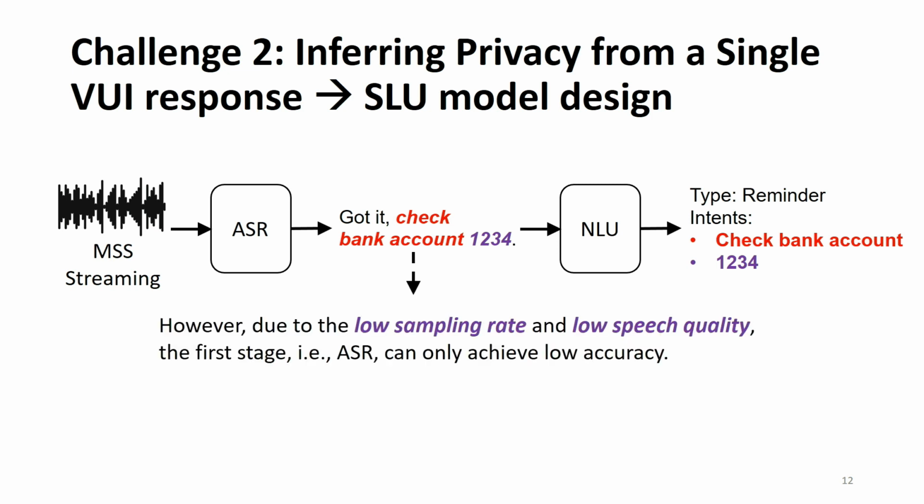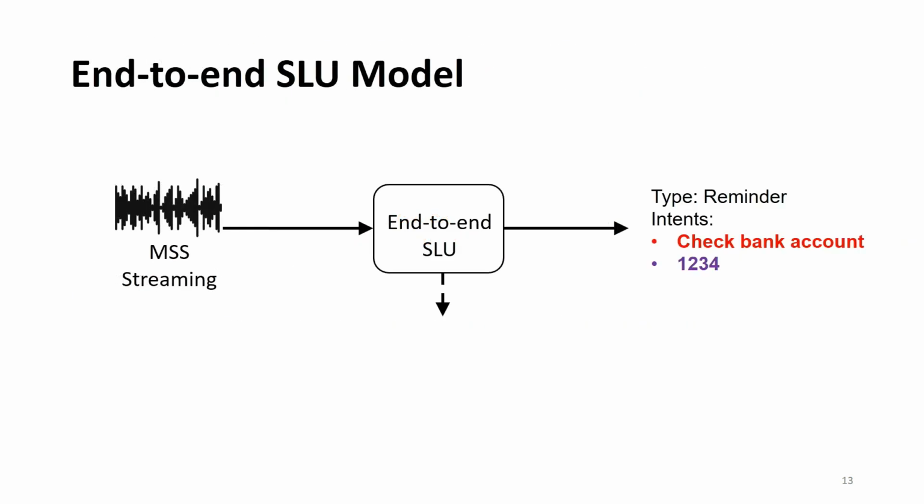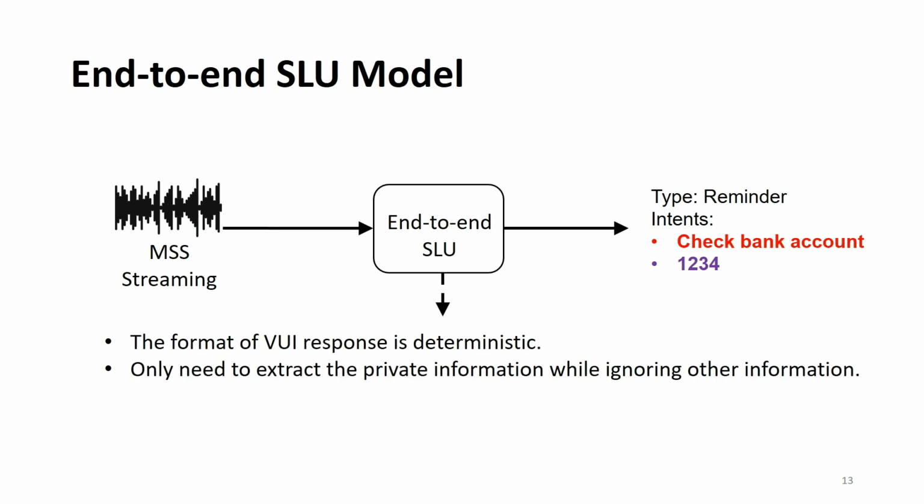But because we use the motion sensor signal, which only has a low sampling rate and low speech quality, at the first stage the ASR will achieve very low accuracy. That's why we designed an end-to-end SLU system that directly extracts the private information from the motion sensor signals. There are two opportunities for us to do it. Because the voice user interface responses are more deterministic, we only need to extract the private information while ignoring other information.